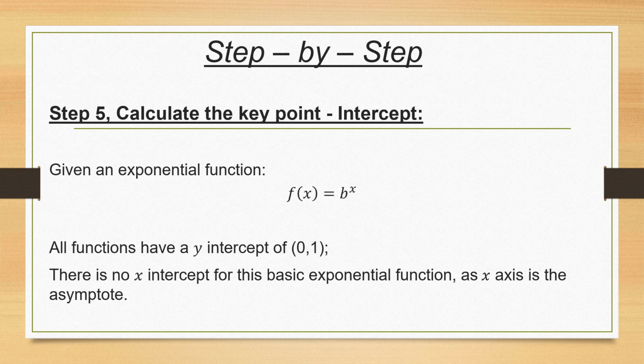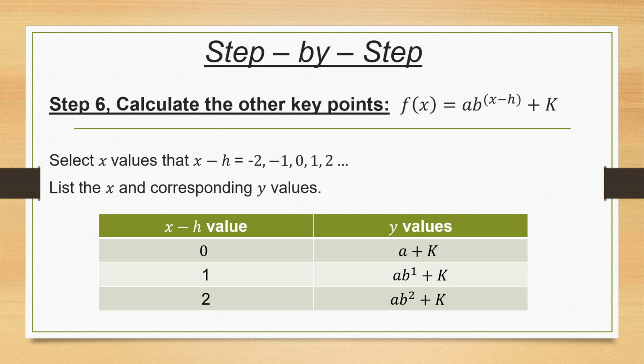Because when x is 0, y necessarily has to be 1. But there is no x-intercept for this basic exponential function, as the x-axis is the asymptote, and no function of x can be equal to 0. So now step 6 is to calculate the other key points to draw a better graphic.